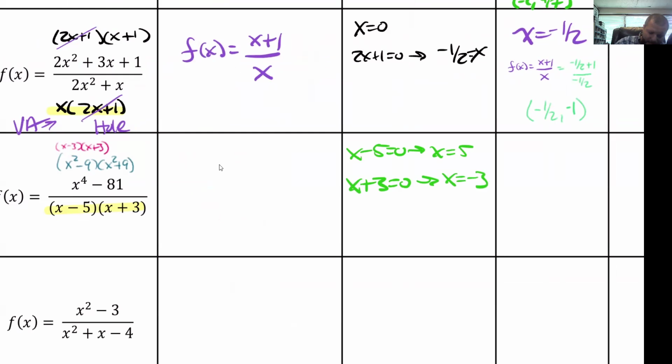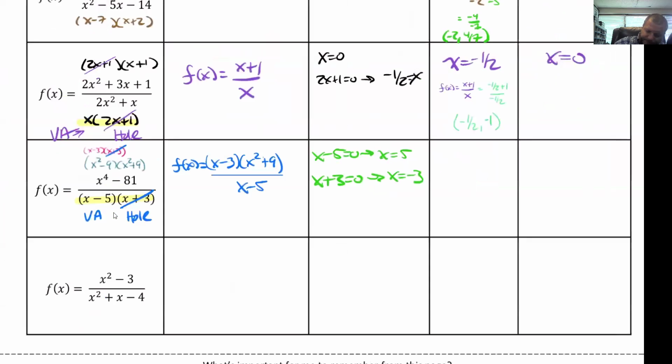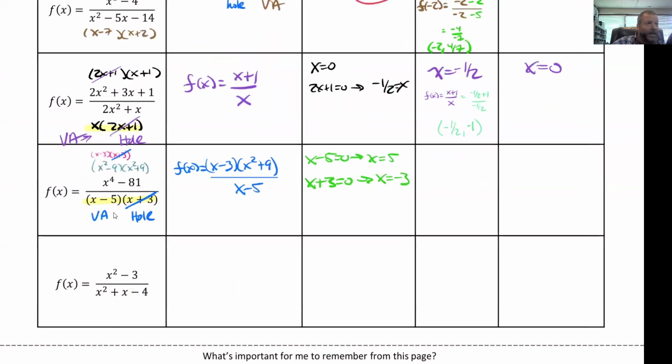So now we're going to do some canceling. This x plus 3 and that x plus 3 are going to cancel out. It's going completely out of the denominator, so that's going to end up being a hole. This x minus 5 doesn't cancel, so that's going to be a vertical asymptote. So in my most simplified version, I have an x minus 3 in the top, an x squared plus 9, which isn't going to factor over the real numbers, and an x minus 5 in the bottom. So my vertical asymptote is going to occur when x is equal to 5.